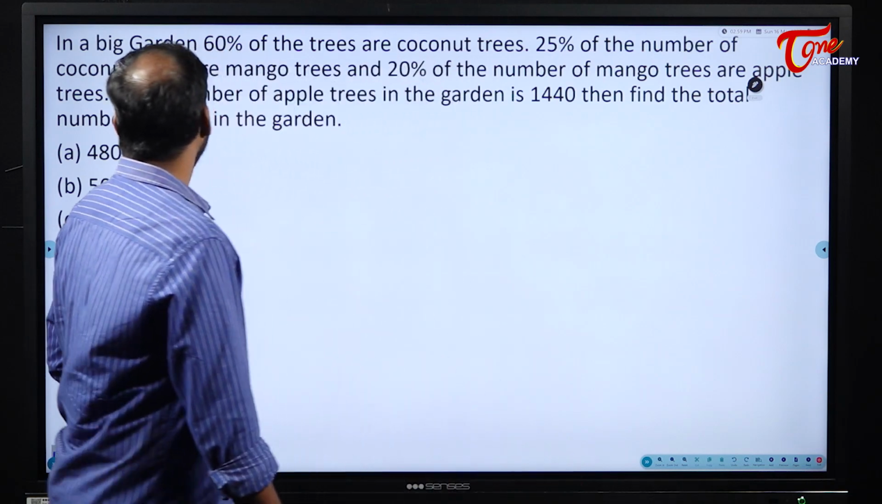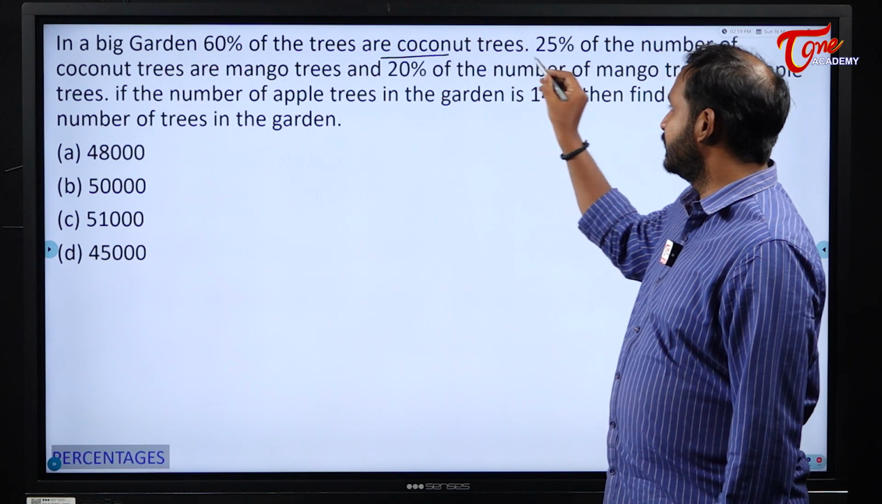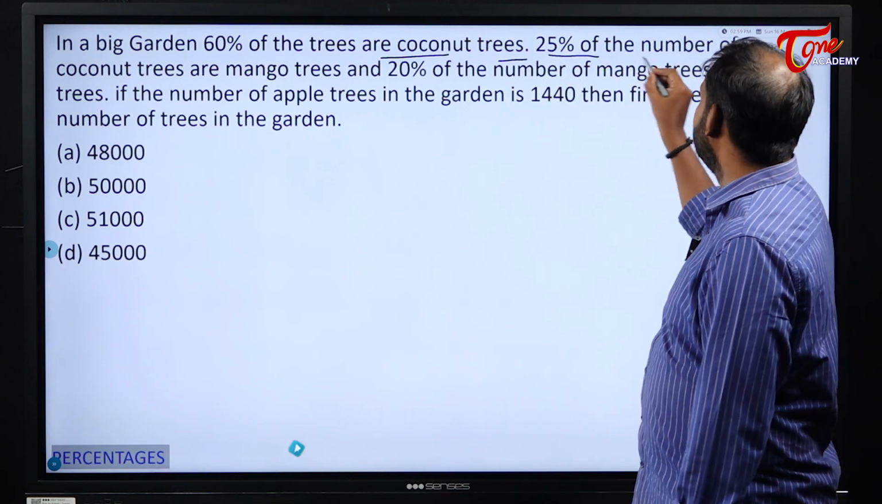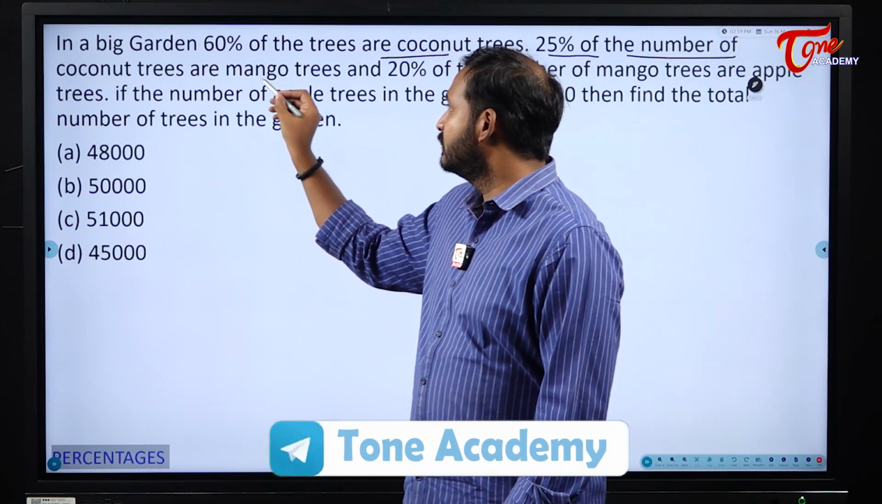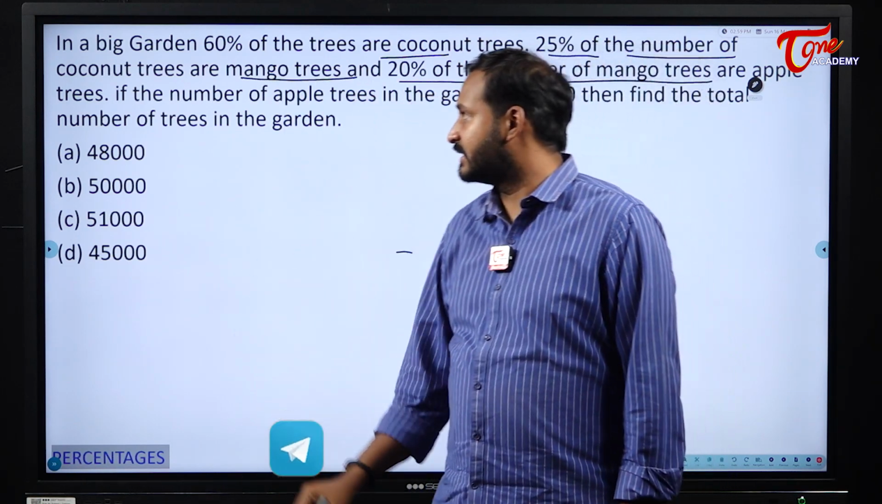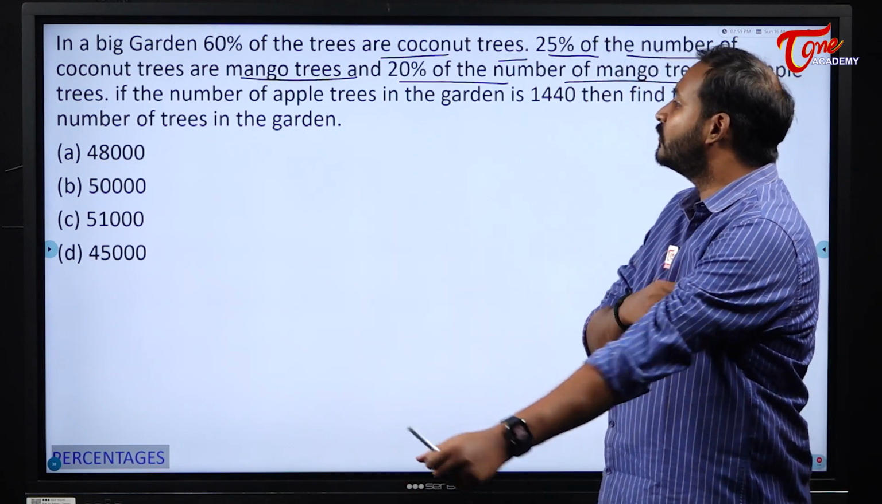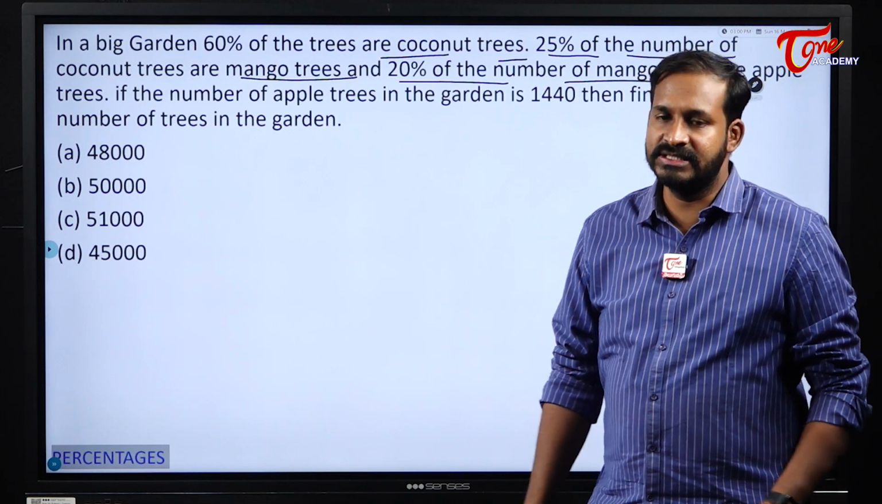Next, see here. In a big garden, 60% of trees are coconut trees. 25% of the number of coconut trees are mango trees and 20% of the number of mango trees are apple trees. If the number of apple trees in the garden is 1440, then find the total number of trees in the garden. This is our question here.